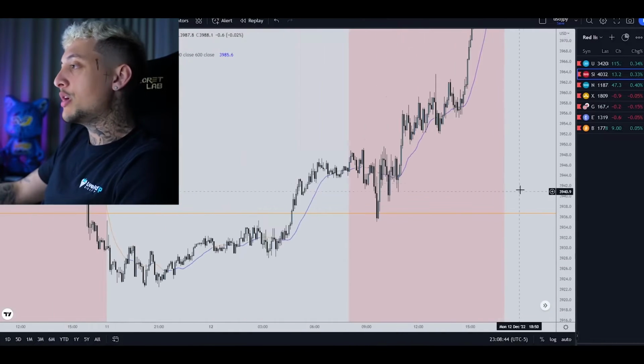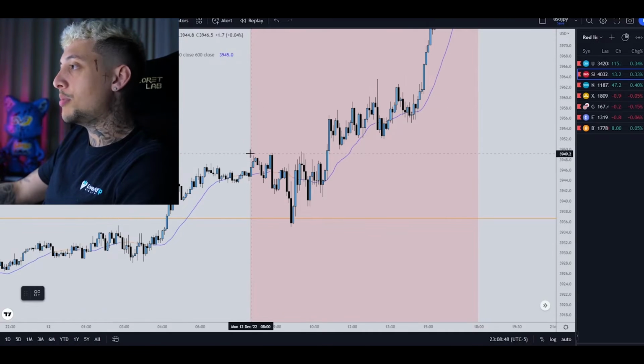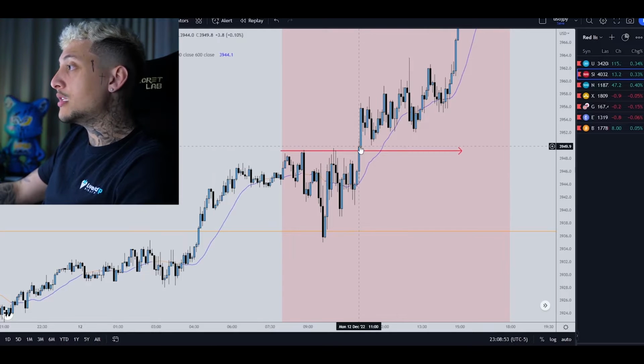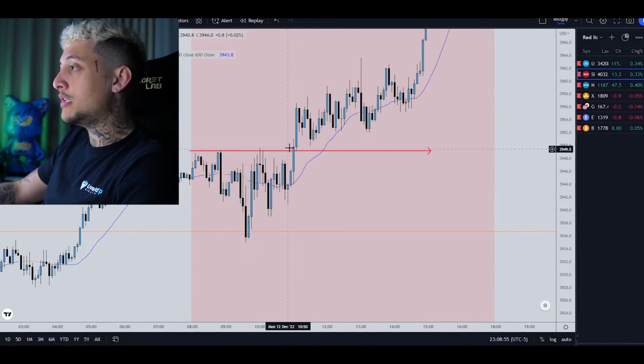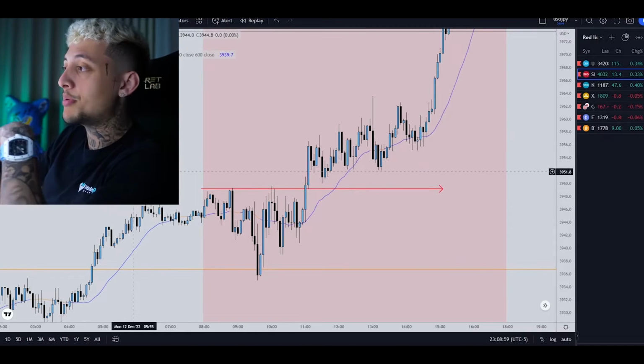So in a situation where price is clearly in a bullish condition and we identify the high of the day being over here, once price ends up closing above the high of the day and making new highs, then essentially the probability for price to continue to go up is a lot higher.